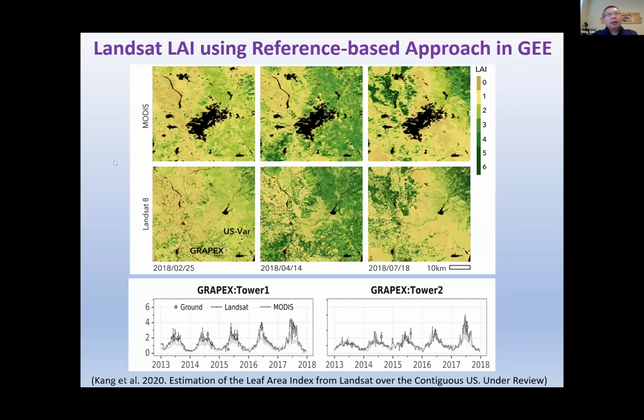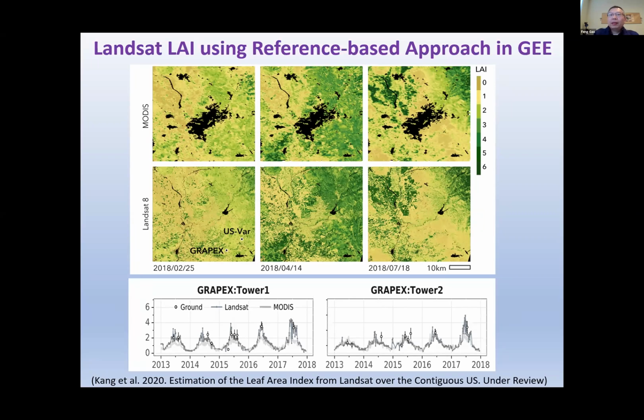Another approach is a reference-based approach, which has been implemented in Google Earth Engine. Yang can use the MODIS RI samples and a random forest approach, another machine learning approach, to generate a 30-meter resolution Landsat RI in Google Earth Engine. Because all the data is in Google Earth Engine, it can be applied to a large area and generate the data quickly.